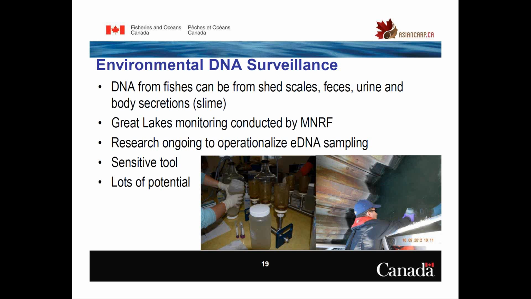Currently, eDNA monitoring work for Asian carps in the Great Lakes Basin is conducted by the Ministry of Natural Resources and Forestry in Canadian waters. eDNA sampling by Fisheries and Oceans Canada has been limited to instances where we have detected or captured a fish with traditional gear, and we've used that opportunity to test or research our eDNA sampling, so confirming that we're getting a positive eDNA in an area where a fish was captured at the time of capture.